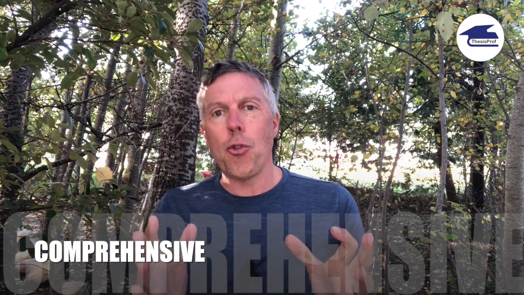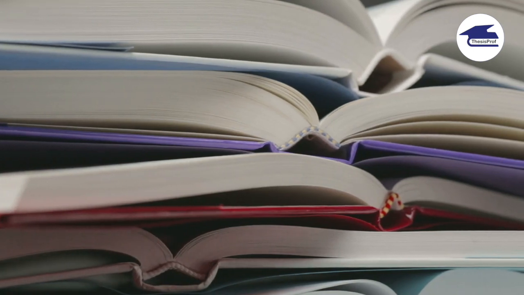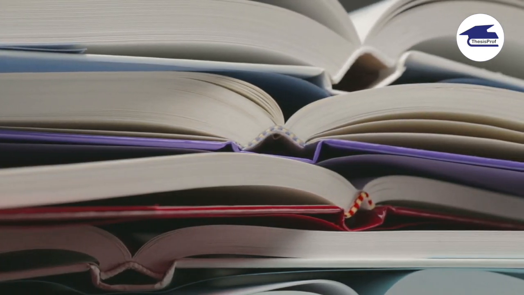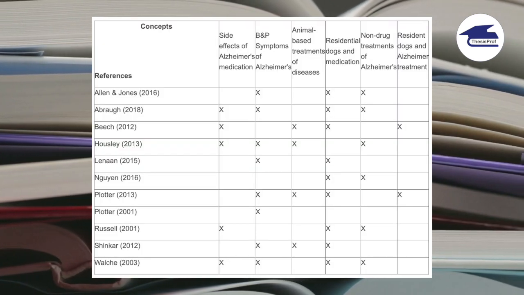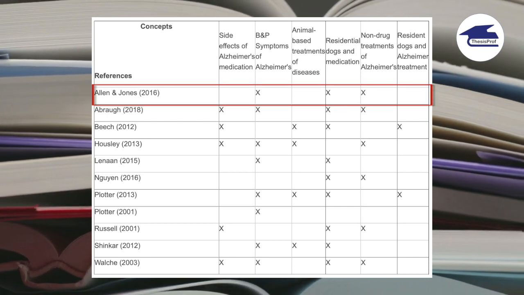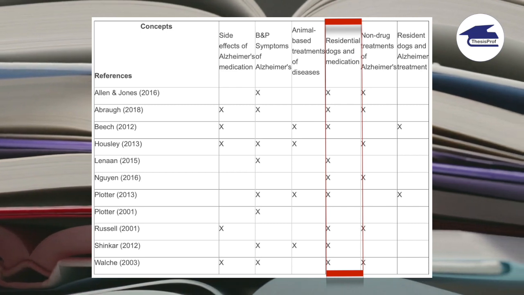So let's start with comprehensive. Not only do you need to read comprehensively, you also need to write comprehensively. A concept matrix is a really useful tool when reading literature. It's made up of a list of references that the literature covers, which are the rows, and they are mapped against key research concepts, which are the columns, derived from your research questions and objectives.